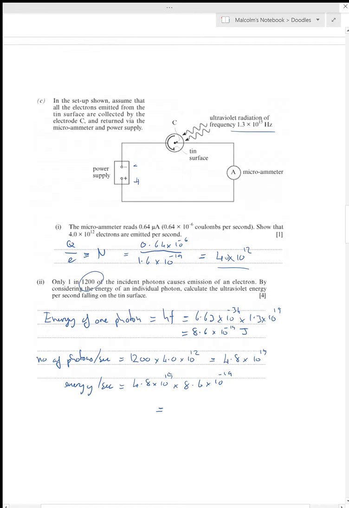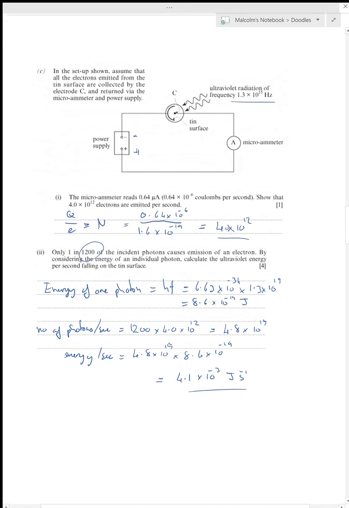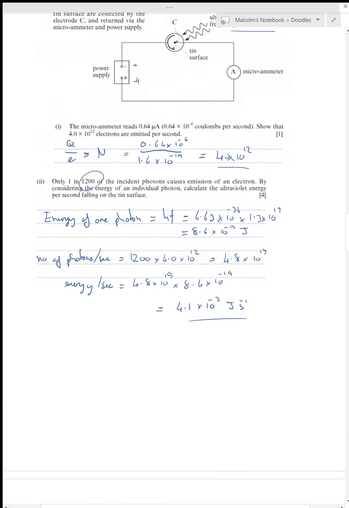So I'm going to put that one in the calculator, I think, rather than trust my fairly shoddy mental arithmetic. And that gives me 4.1 times 10 to the minus 3 joules per second or watts. And that should be that. And that is the end of question 2.